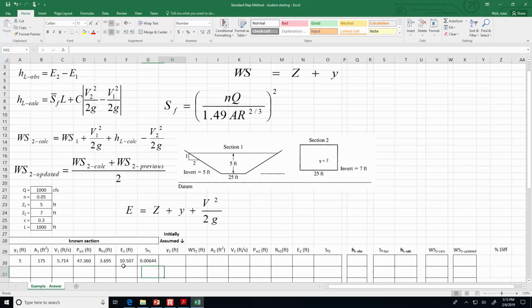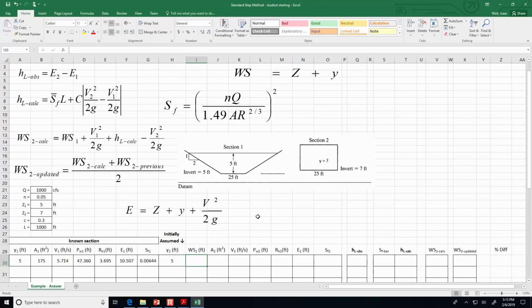So now we have to just make a guess about how deep the water is upstream. Now we already know it's going to be a little bit deeper than the 5 feet that we've got. But let's just say that we didn't want to use logic. We'll just say, well, what if it's the same depth? So I'm going to start with a guess of 5 feet as the water depth.